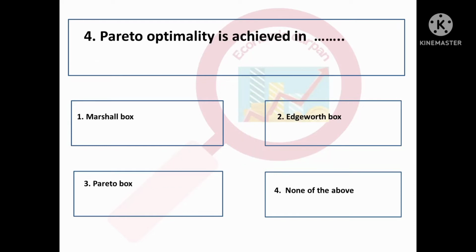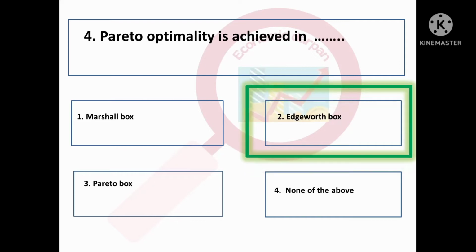Question number 4 is, Pareto optimality is achieved in dash. Option 1 is Marshall box. Option 2 is Edgeworth box. Option 3 is Pareto box. And option 4 is none of the above. So Pareto optimality is achieved in the Edgeworth box.